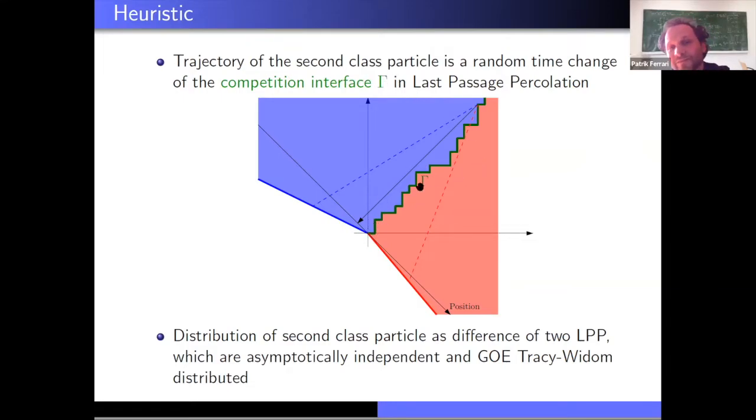And this one has the same trajectory, it's just a random time change. But the trajectory, if you look at a position and you project down, and this is considered to be the position, then you have the same trajectory as the second class particle. So if the second class particle does a jump to the right initially, and then 2 jumps to the left and 1 to the right, it corresponds to this situation. Now the distribution of the second class particle, you can think that it is more or less, not exactly, but similar to the distribution of the competition interface.